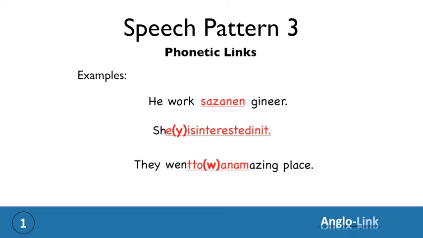Once again, you don't necessarily need to use these links when you speak, as your message will be perfectly clear without them. However, you do need to be aware of them and anticipate them when you listen to native speakers.